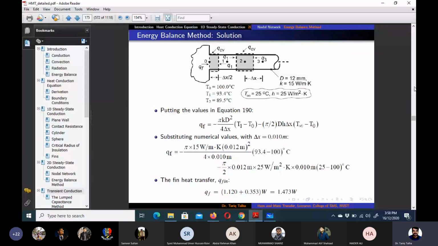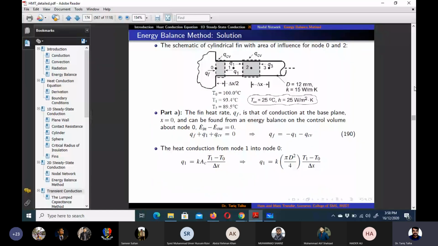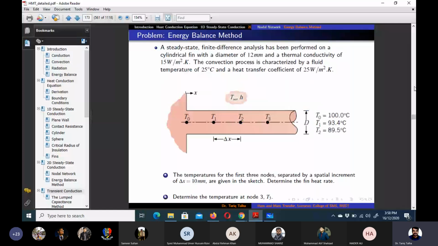Now this was part A. So I hope that this is clear to all. Now if we go back and see what is part 2, that is determine the temperature at node 3. Because node 0, 1 and 2 are given, but node 3 is not given. So the problem statement wants us to determine the temperature at node 3.